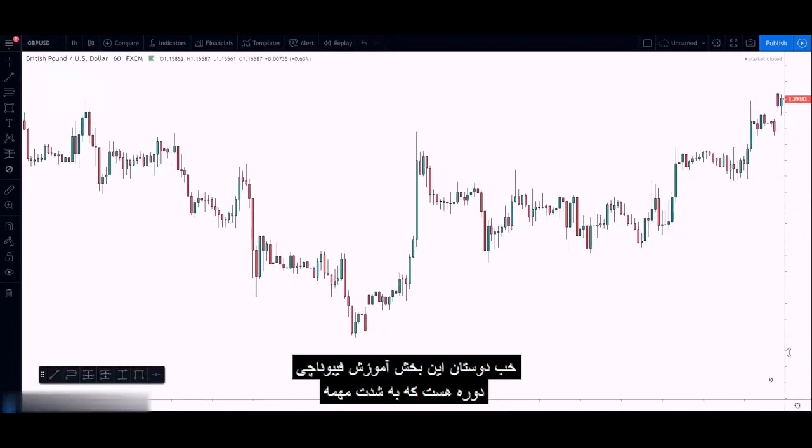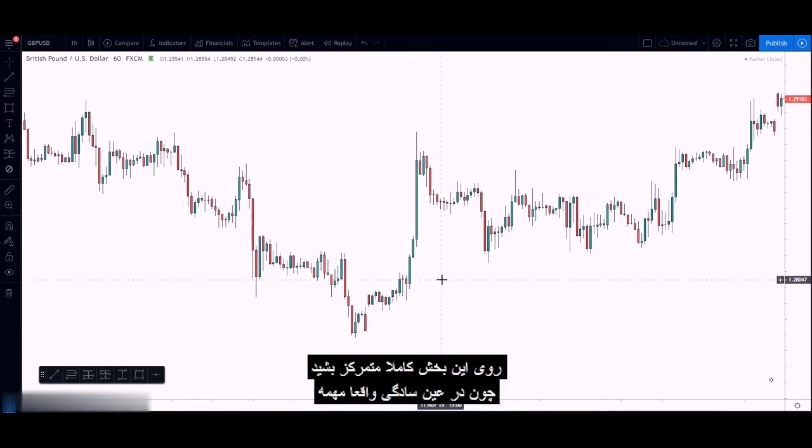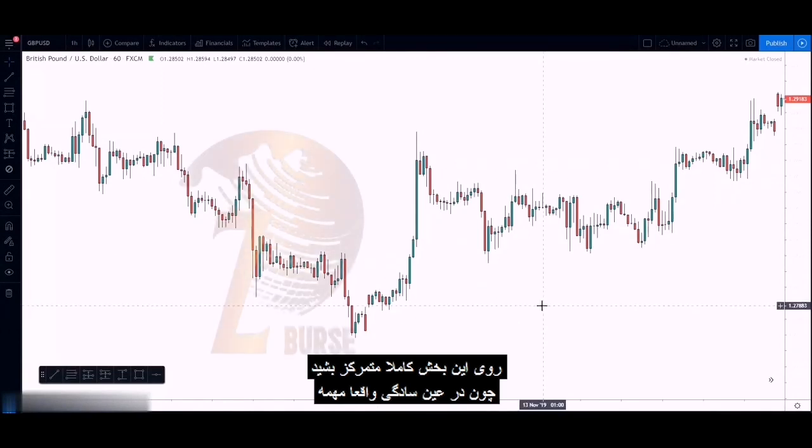Alright guys, so this is going to be the Fibonacci section of the course. This is very, very, very important. Take as many notes as you can. Pay attention to this. It's very simple stuff, but it's very, very important when trading, okay?